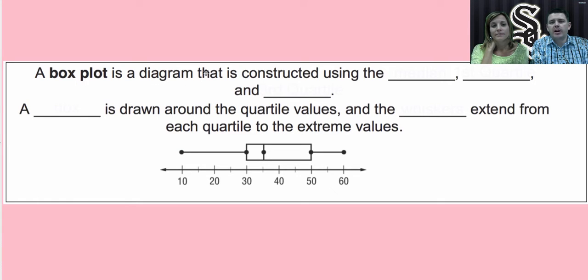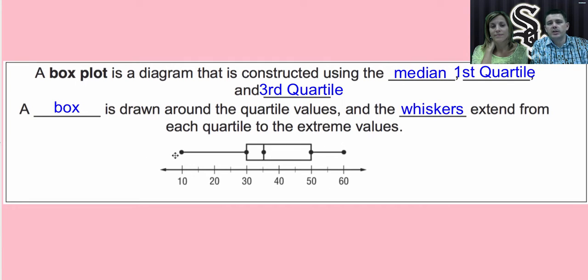But a box plot is a diagram that's constructed using the median, which we talked about. That's the middle number in your list, and the first and third quartiles, which we talked about in our measures of variation lesson. That's the median of the lower half and the median of the upper half. The box is drawn around the quartiles, so our median's in the middle, quartiles on either end, and your whiskers extend from each quartile to the extremes. Your extremes are your highest and your lowest, your biggest and your smallest numbers. Your greatest and your least, or your maximum and your minimum.